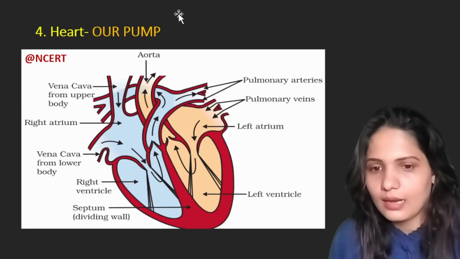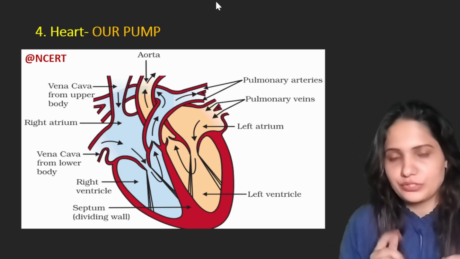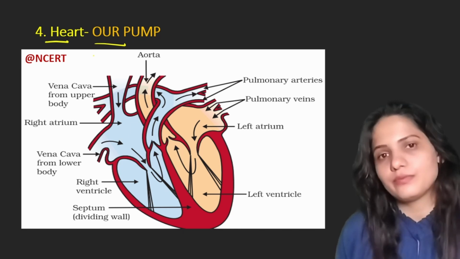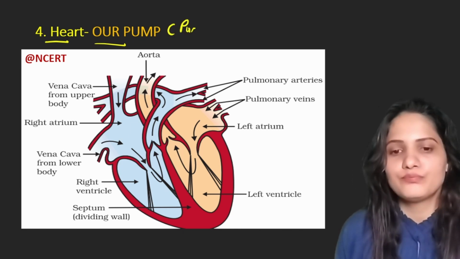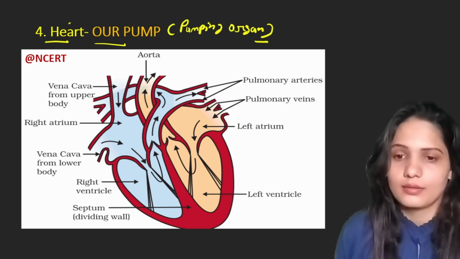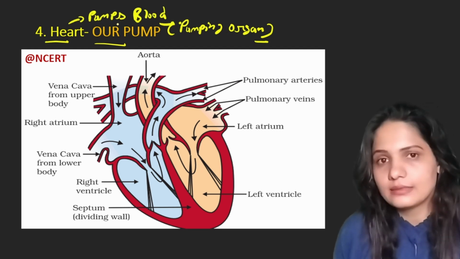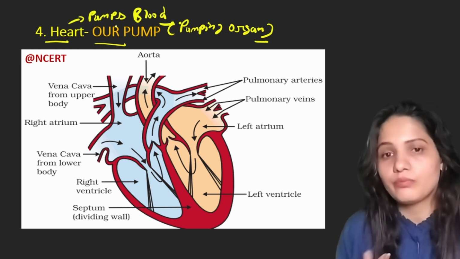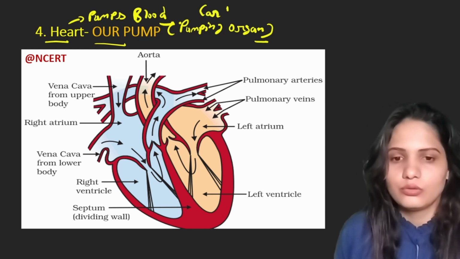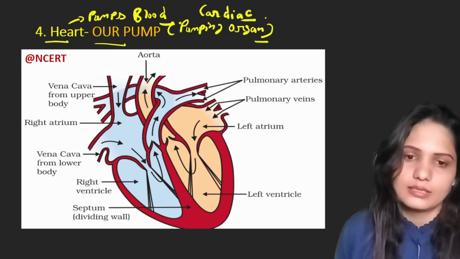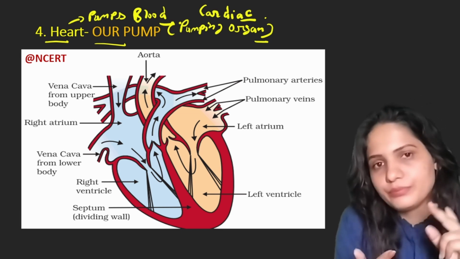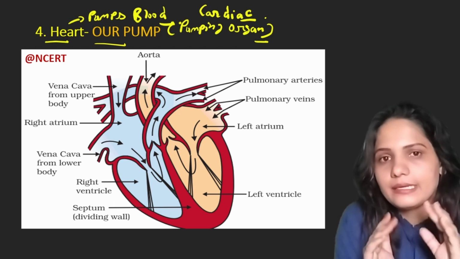Next we have another component, the most important component. Heart is our pump. Heart is the pumping organ of the body. And what does it pump? Heart pumps blood. In higher classes we use a more scientific term for heart, which is cardiac. No need to remember this term, cardiac, I have just told you. Heart is the pumping organ of our body, and it pumps blood.